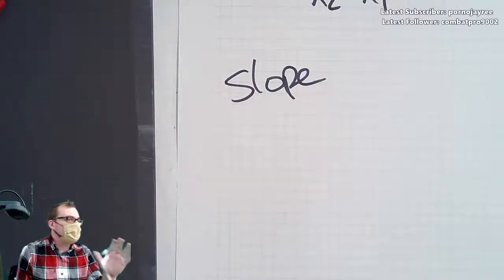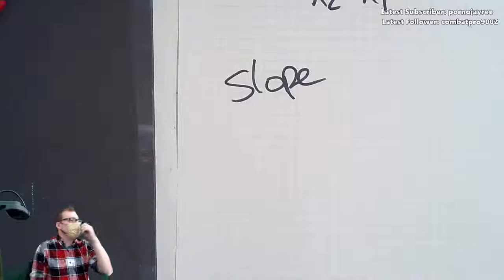So, slope has to do with vertical and horizontal. It also has negative. And we say how far, right? How far we go up, how far we go over. When I say how far, what do you think of?